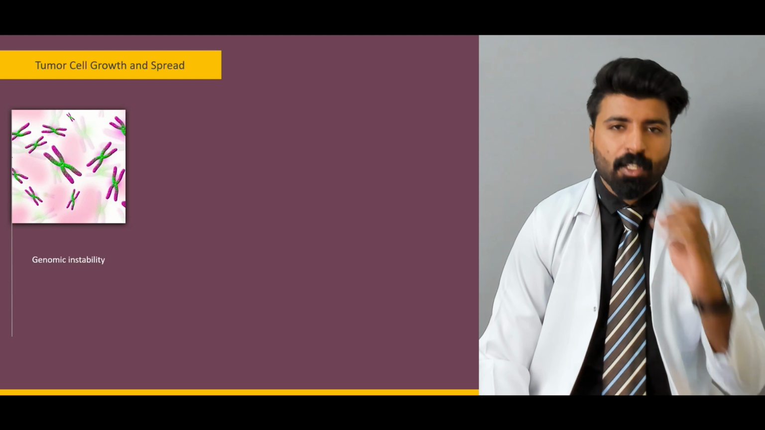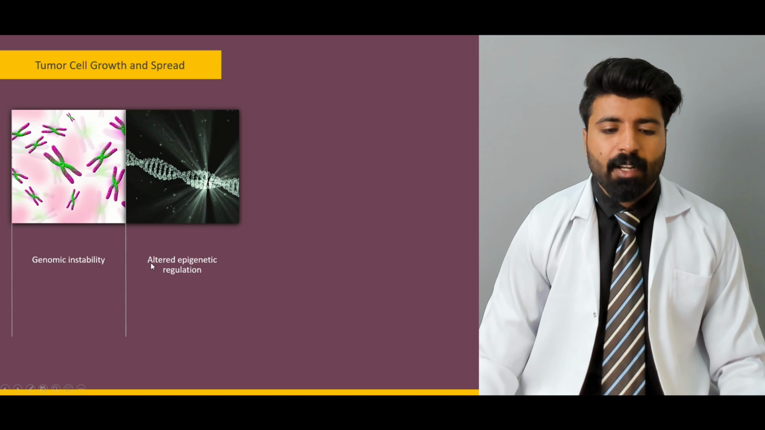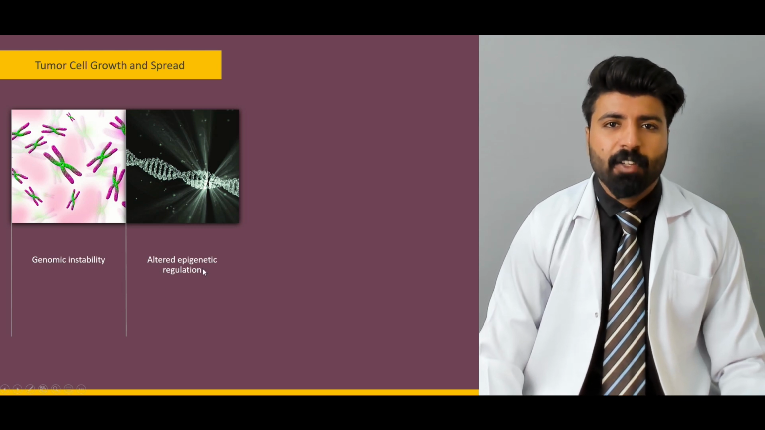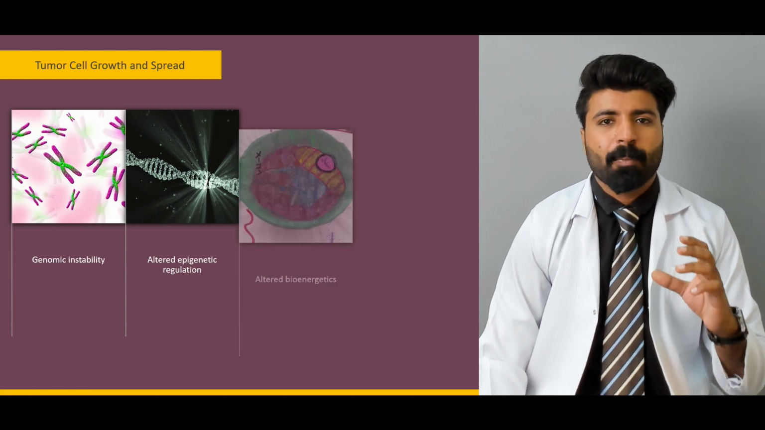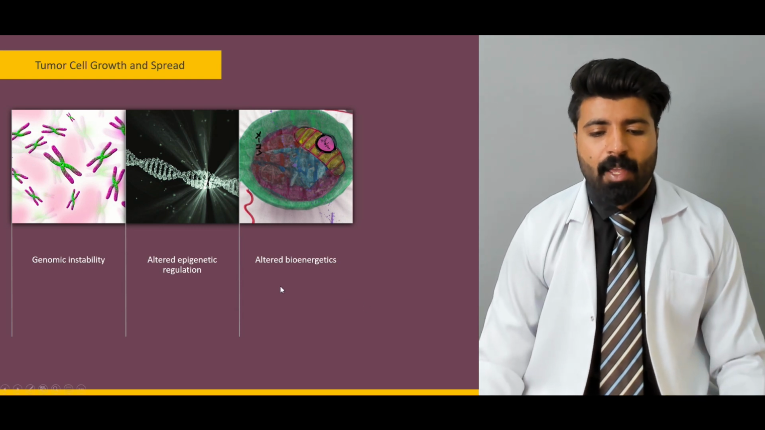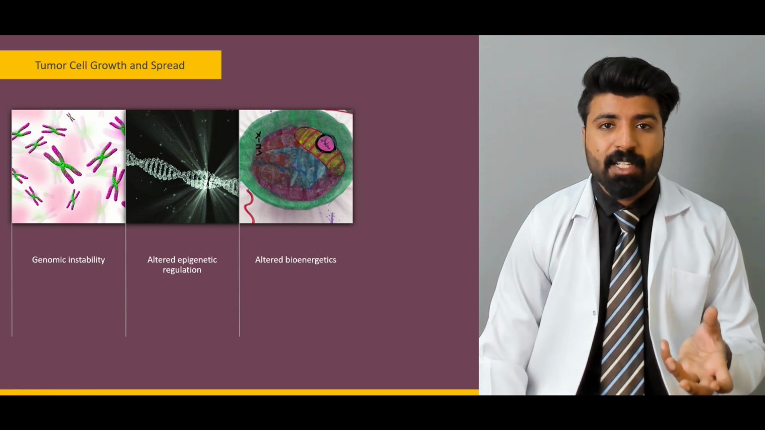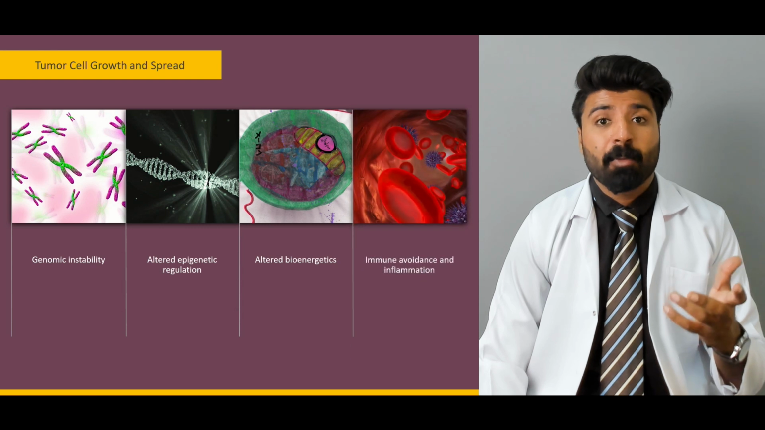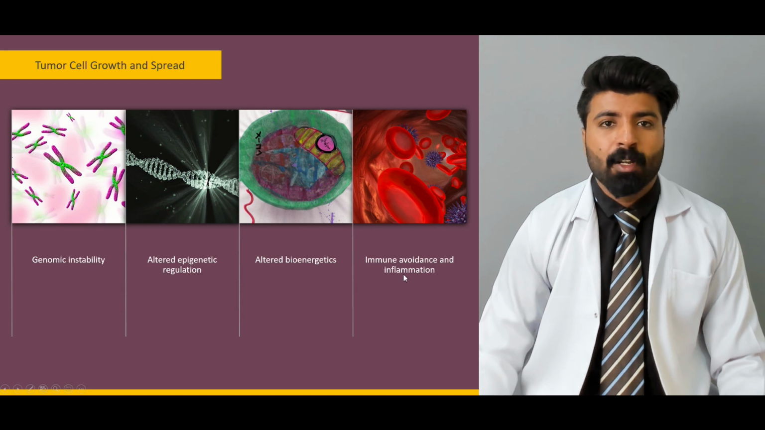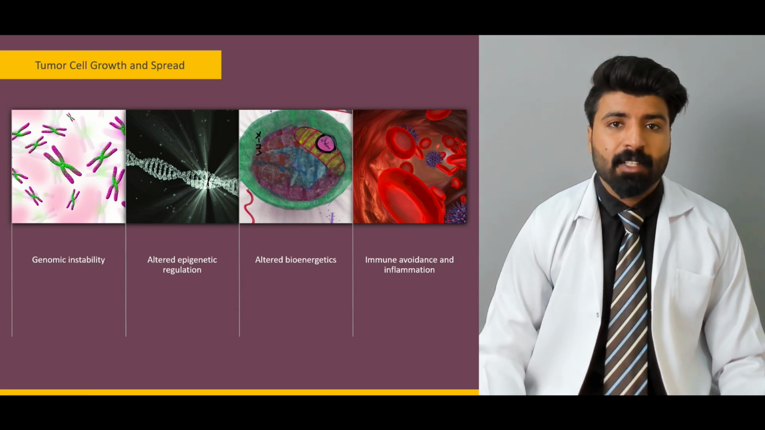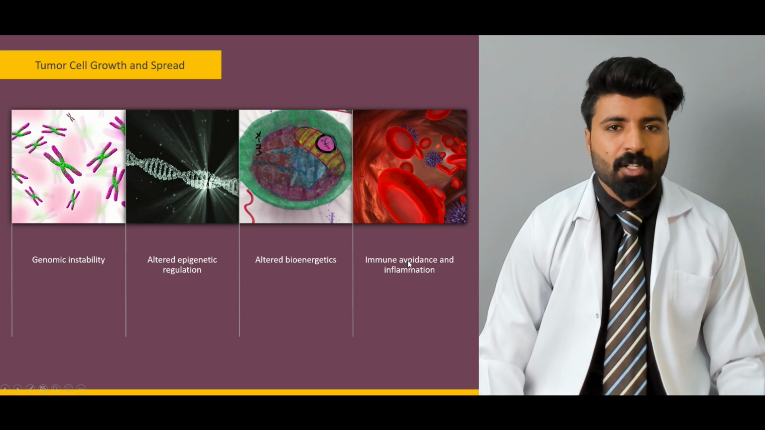Next on, we have tumor cell growth and spread. How does it grow and spread? It can be due to genomic instability, which leads to altered epigenetic regulation. When epigenetic regulation is altered, it just multiplies and proliferates, and it does not stop at any level. Next on, we have altered bioenergetics. When the bioenergetics are altered, faulty DNA is there. It's going to multiply and make new tissue, a new bunch of cells. And immune avoidance and inflammation will happen because the immune system fails in comprehending this kind of pathology.